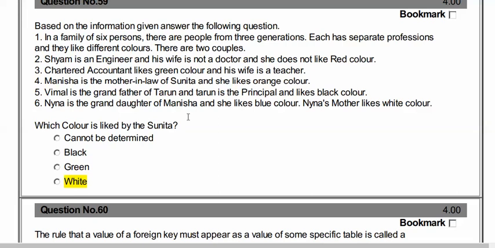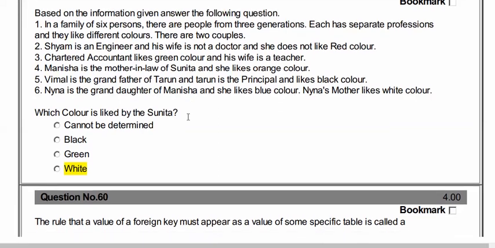Naina's mother likes white color. The question is, which color is liked by Sunita? Option D is right, white. Sunita likes white color.